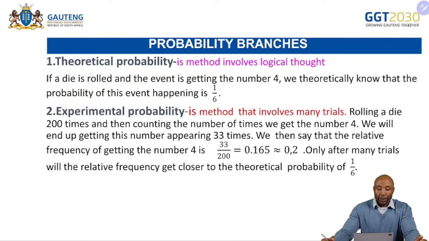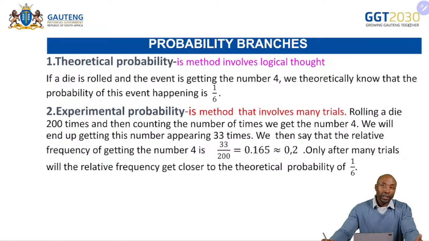Then we have experimental probability. This is a method that involves many trials. I'm yet to define what trials are, what an experiment is. Now, if we roll a dice 200 times, you will not get exactly 200 divided by 6. But as an example, if I roll a dice and you obtain a 4, it means you'll record every time you roll a dice which side it lands on, and you record the number of times that each one is obtained.